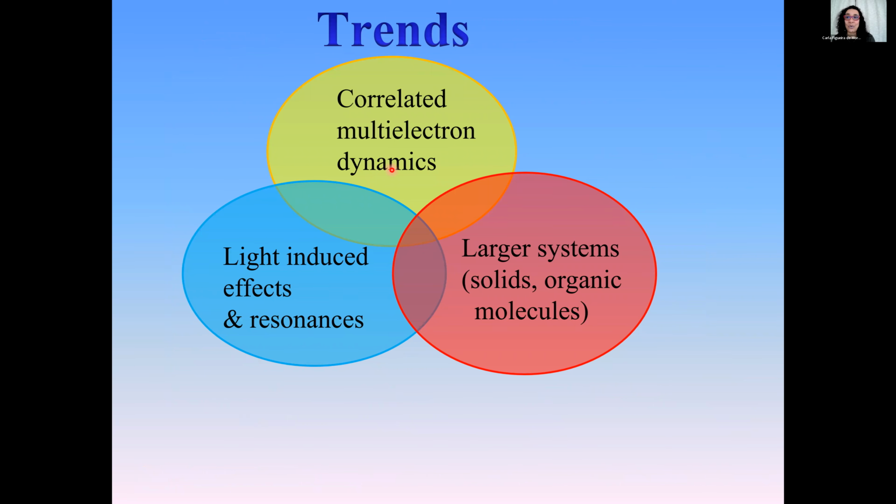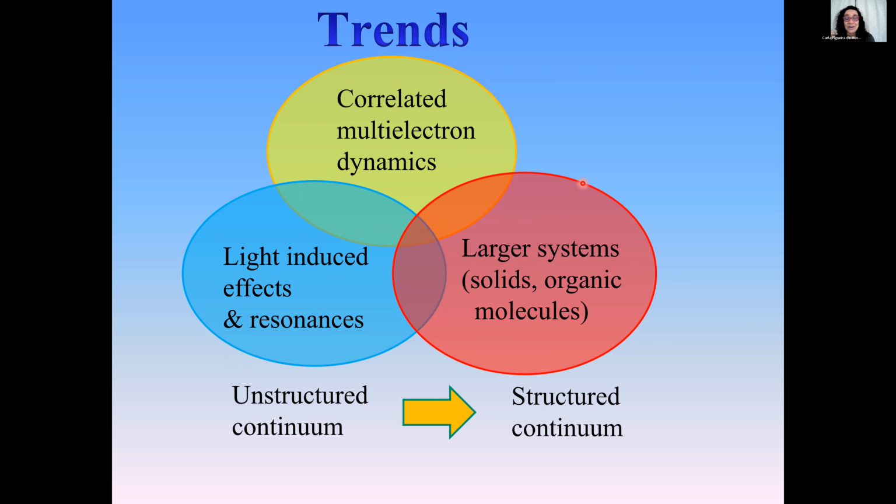And the trend that we observe is that because you're dealing with complex targets, you need to take into consideration correlated multi-electron dynamics in very, very strong fields and under very short time scales. You're going to have also light-induced effects. You're going to have resonances, all sorts of things. And this is going to occur in larger systems. So, these things are going to overlap. And the question is how we are going to treat this, especially because usually we talk a lot about continuum. So the continuum now is going to have a structure. And before, as I'm going to argue next, we had an unstructured continuum.